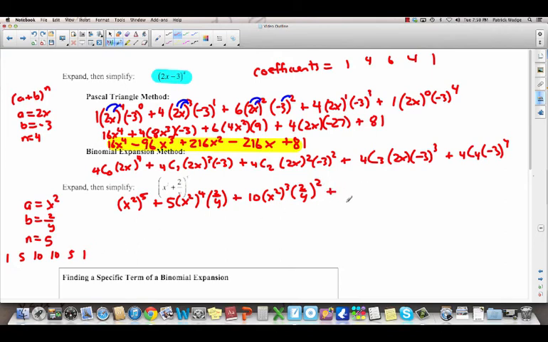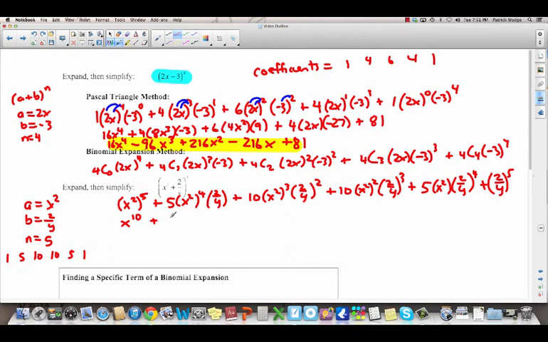Next coefficient is another 10. X squared drops another power from 3 to 2. 2 over y gains another power from 2 to 3. Plus, next coefficient is 5. X squared drops down to 1, so I don't need to put the 1. And 2 over y goes up to 4. And the last one has a coefficient of 1, you don't really need to write that. X squared's down to 0 power, you don't need to write that, so you only have 2 over y to the fifth power.